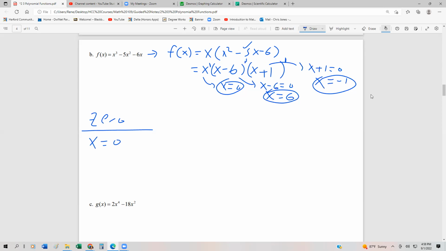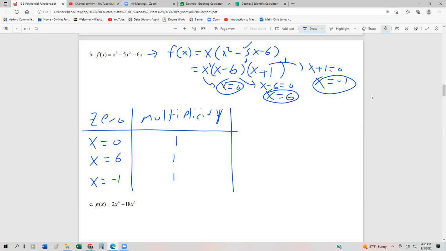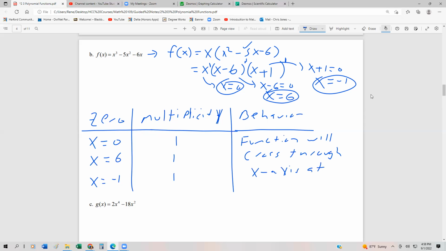And so finally, we have our zeros. All right, so we have x equals 0, we have x equals 6, and we have x equals -1. The multiplicity of each of those is going to be 1, because again, the exponents are 1 for all of those. And so that means at all of these, we're going to cross through the 0. Okay, so the behavior is that the function will cross through the x-axis at each 0.